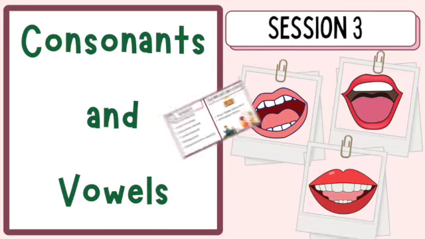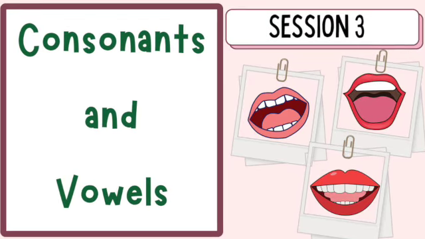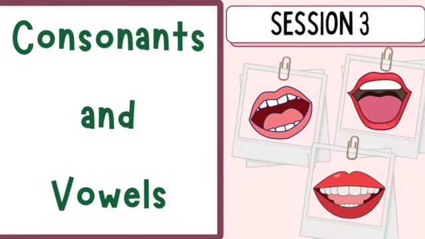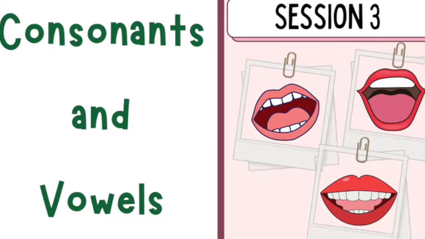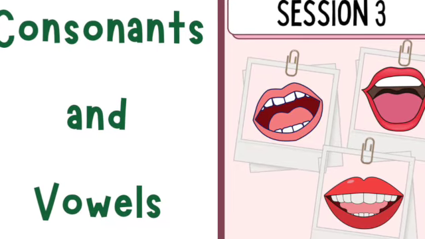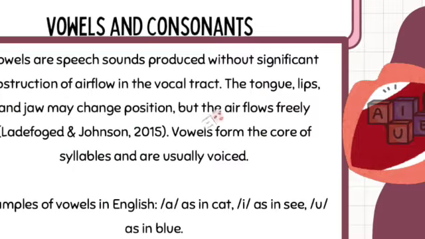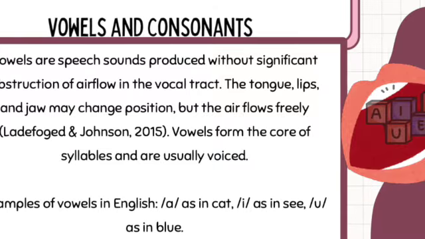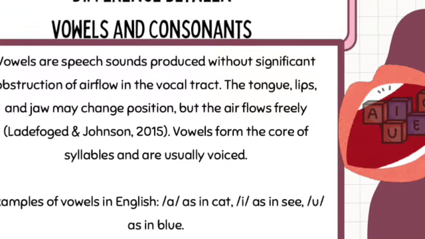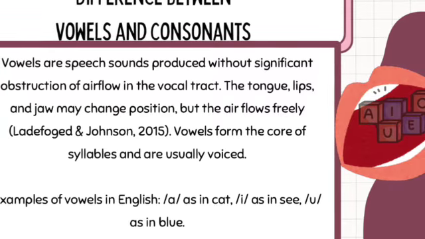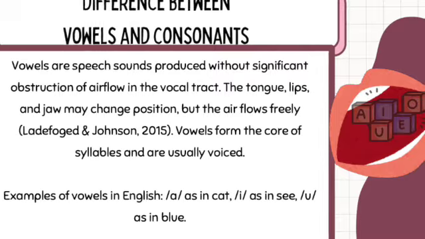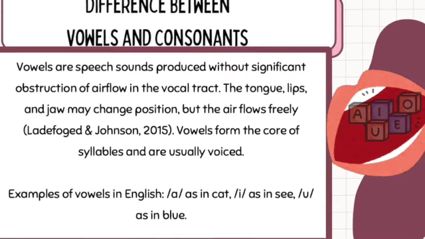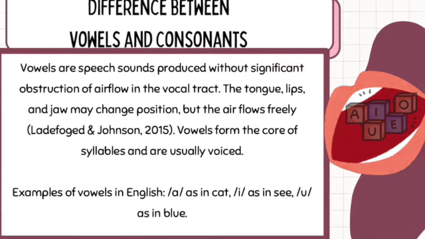Where we will be discussing vowels and consonants. Vowels are speech sounds produced without a significant obstruction of airflow in the vocal tract. The tongue, lips, and jaw may change position, but the air flows freely. Vowels form the core of syllables and are usually voiced. For example, a as in cat, a as in sit, a as in blue.